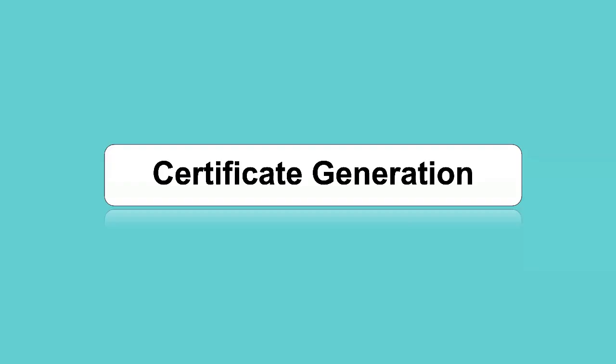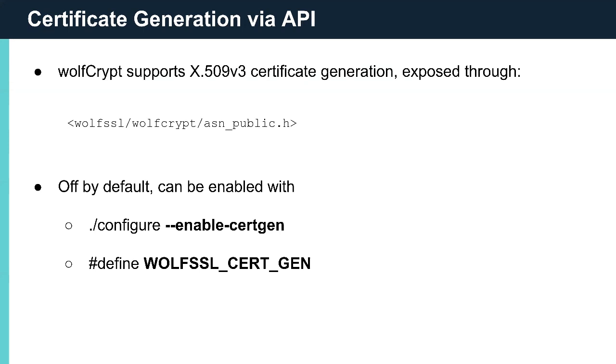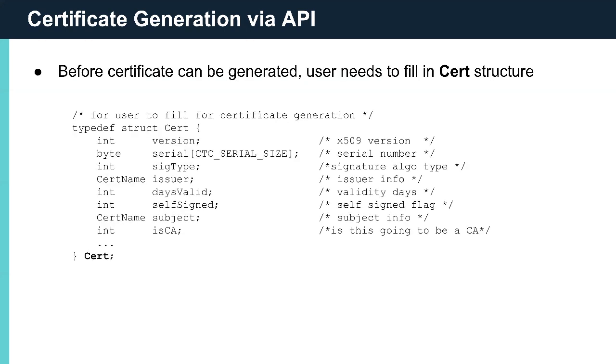So now that you have a key, how do we go on and generate a certificate? Here we have a new header file that we haven't mentioned before. This is wolfssl/wolfcrypt/asn_public.h. Cert generation is off by default, but you can enable it with --enable-certgen or defining WOLFSSL_CERT_GEN. Before you generate a certificate, the user application needs to fill in a structure that we have, which is called Cert.